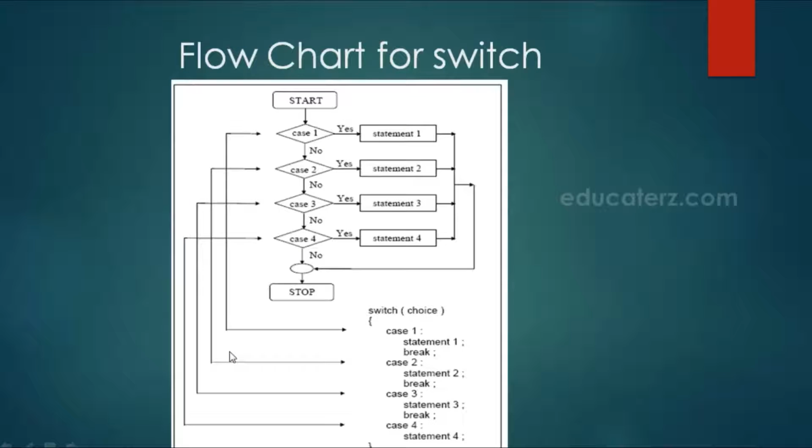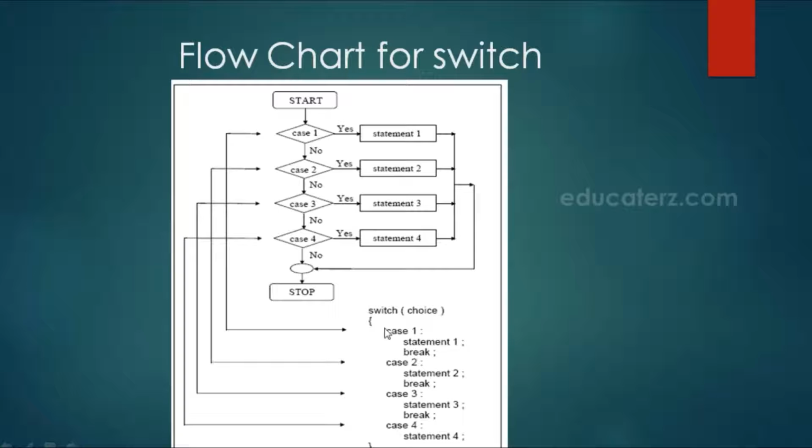Now we'll check out the flow chart for switch. As shown here, first we have the expression which will be evaluated and its value will be matched with one of the cases. Here we have case values 1, 2, 3 and 4. So whichever case value is matched, control will directly jump to that and execute its own block, and then it directly comes to the end.